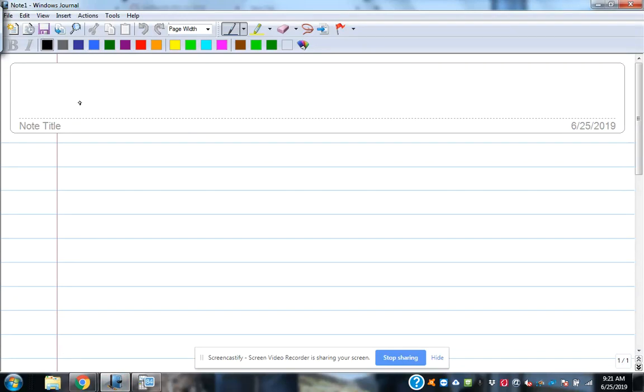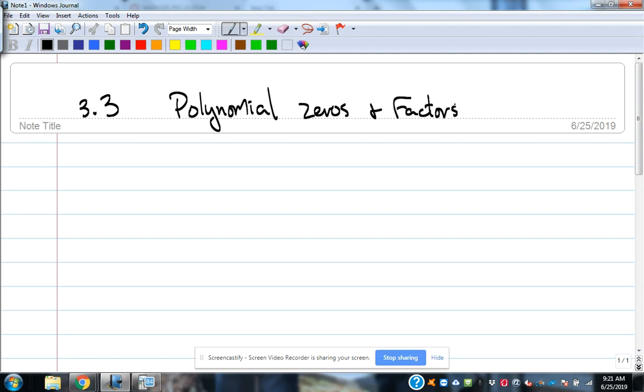Right, so section 3.3, polynomial zeros and factors. So we're going to start out doing some similar stuff to what we did last week. Kind of help get that going. We're going to factor a polynomial completely, so as far as it will go.